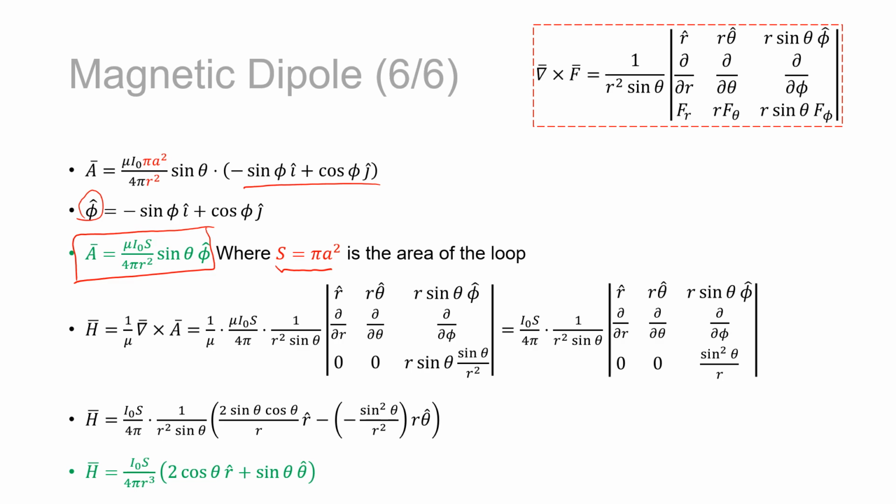Once we have found A, calculation of H is very simple. We simply need to apply the curl, 1 over mu curl A. Then the curl is calculated as shown here. It's very simple; we have done this several times. Once you apply the curl, you can get the value of H, and you will find that it has some value in the direction of R and some value in the direction of theta. This H equation is the most important now, because we will use it later to calculate the inductance caused by a magnetic dipole, or by a circular loop, or a small circular loop.